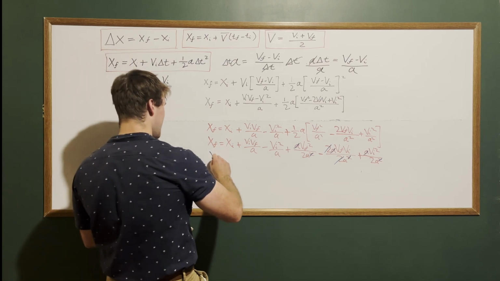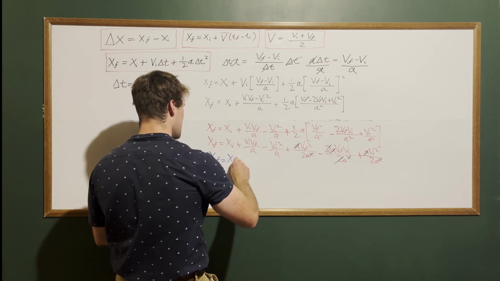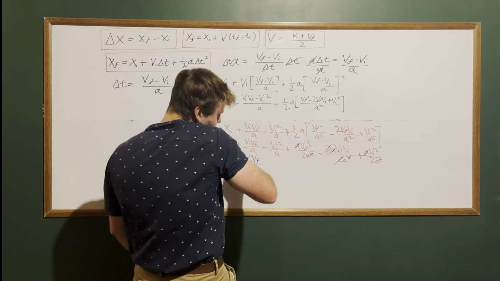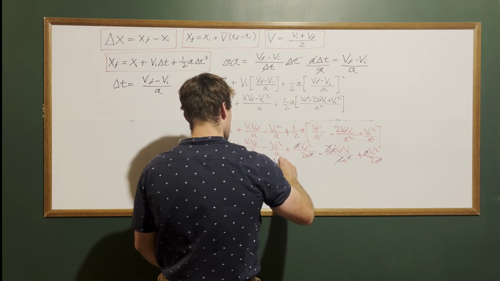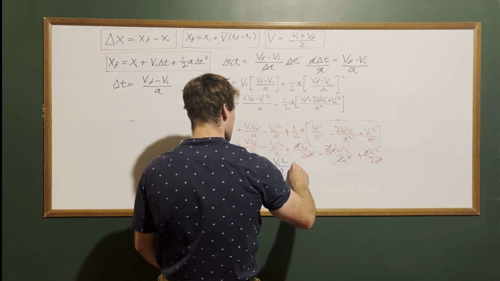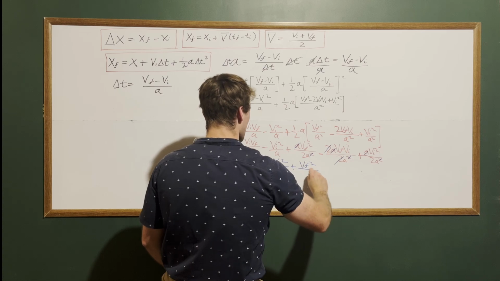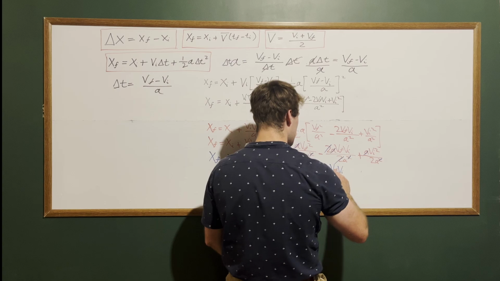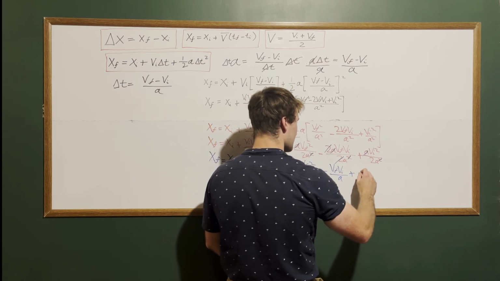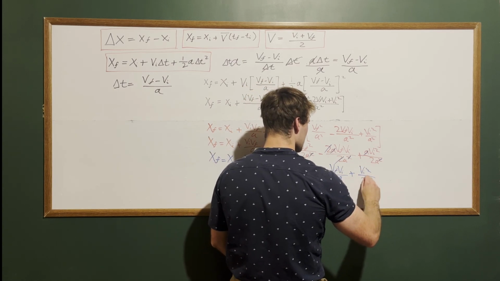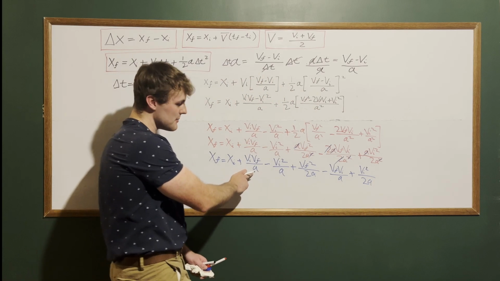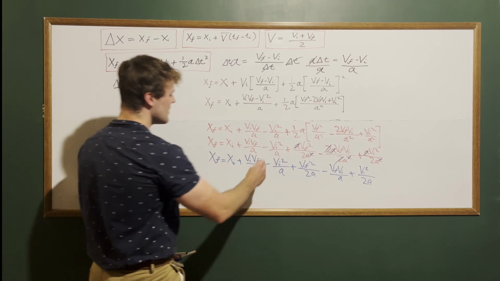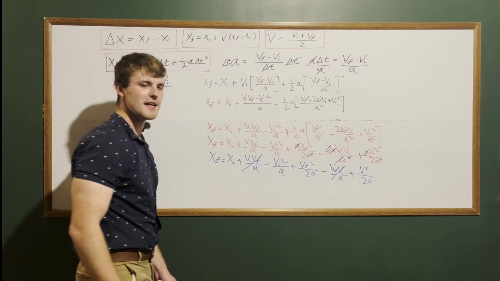Let's rewrite. xf equals xi plus vi vf over a minus vi squared over a plus vf squared over 2a minus vf vi over a plus vi squared over 2a. This term and this term are the same, except one's subtracting, one's adding. So they go away. Oh, that's nice. Let's rewrite.